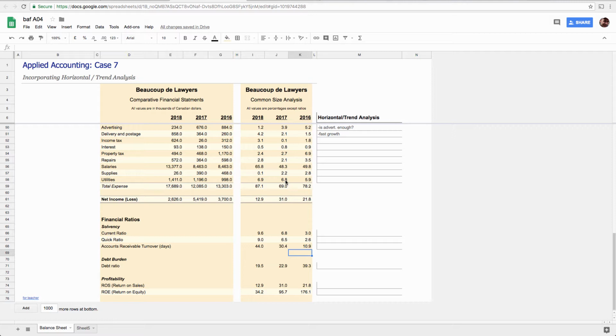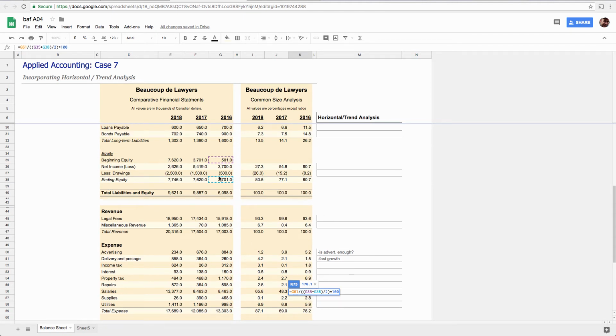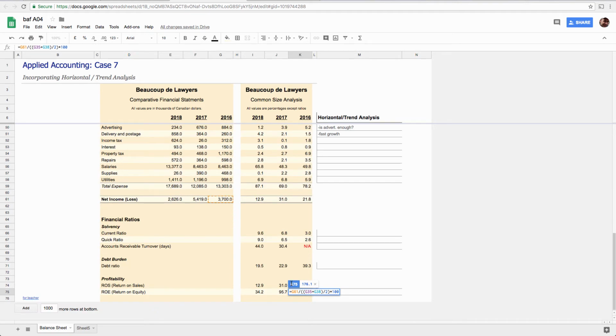And before I wrap it all up, I will point out one small boo-boo. Right here. This can't be done. Right? So return on equity, remember, has an average value. So we look up here, we see it's beginning equity or last year's equity and this year's ending equity. Right? You got to find the average of those two. So you got it for this one.